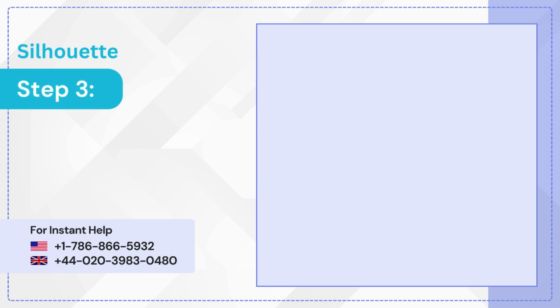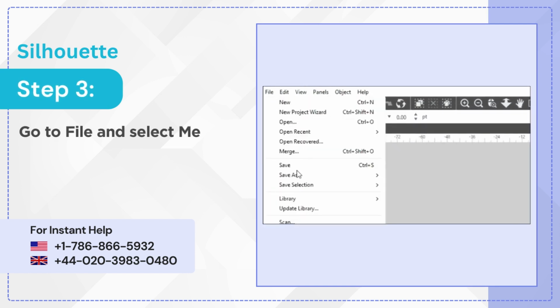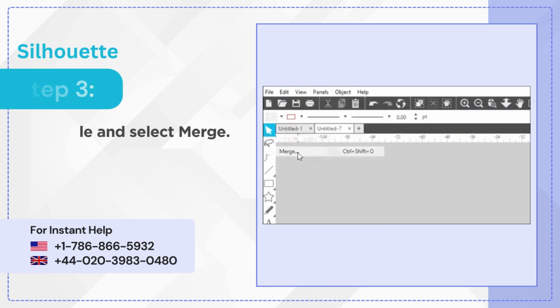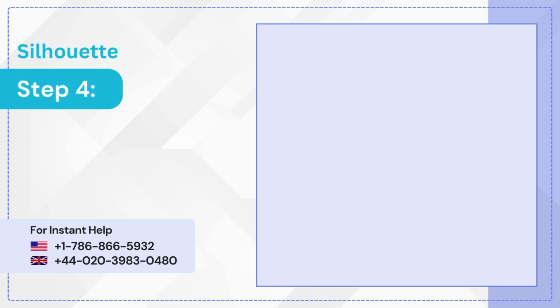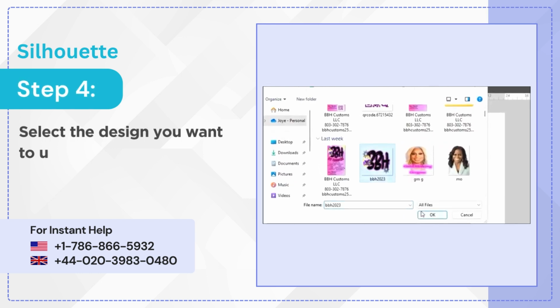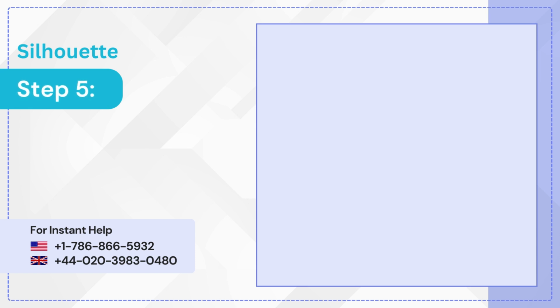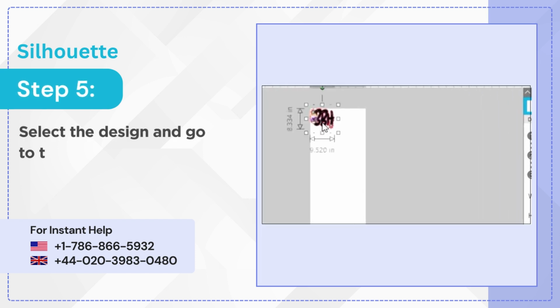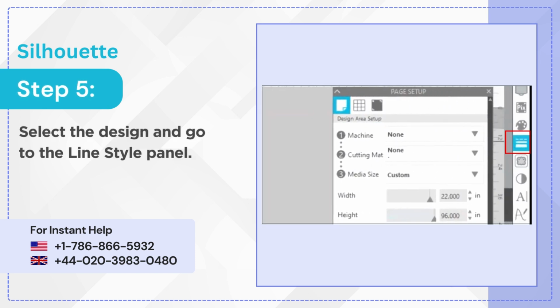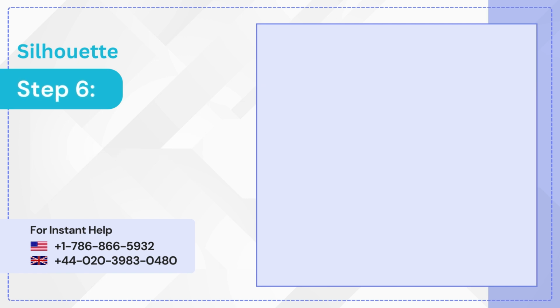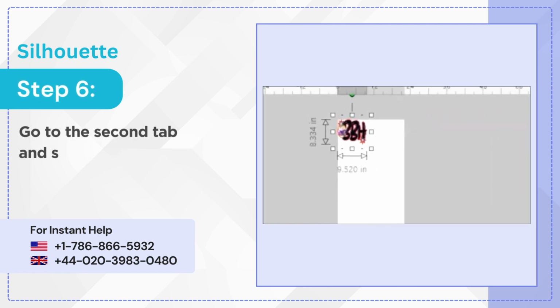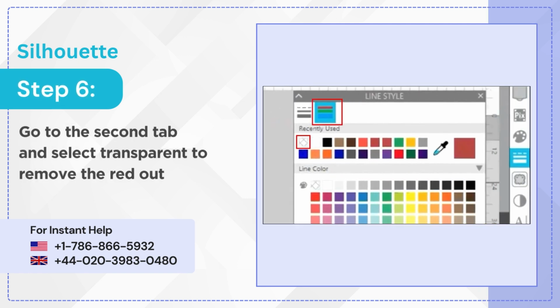Step 3. Go to File and select Merge. Step 4. Select the design you want to use and click OK. Step 5. Select the design and go to the Line Style panel. Step 6. Go to the second tab and select Transparent to remove the red outline from the image.